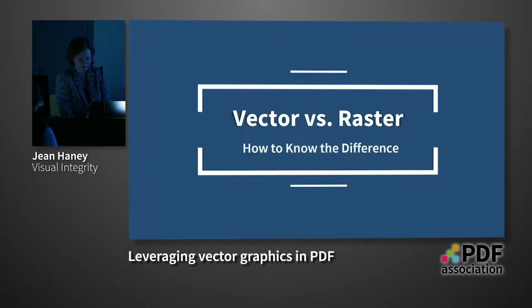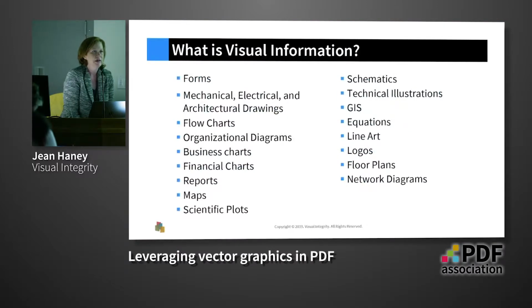Okay, so first, vector versus raster. The first thing we ask ourselves is, what is visual information? And visual information is all of the things you see in this chart. You've all heard the adage that a picture is worth 1,000 words. And when we think of pictures, we probably think of both photos and line art. The average user might never stop to consider that these are, by nature, very different types of graphics. Photos are made up of pixels, while illustrations are made up of objects derived from data.